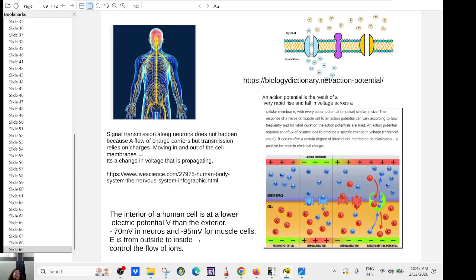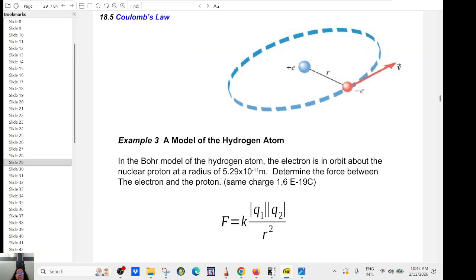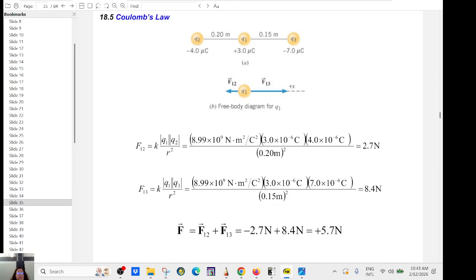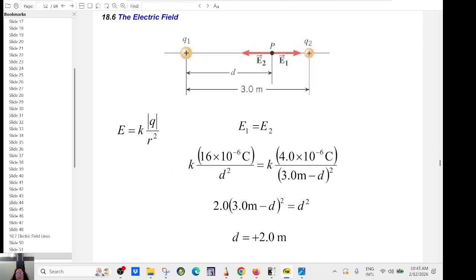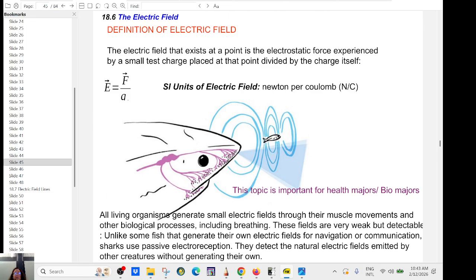Okay, so lots of application because we are electrical in nature, so it's a lot of charge distribution. We do generate very weak electric field, and if you have like a shark, where is my shark? Here, you see, any living things will generate electric field, but it's going to be very, very weak because we have all kinds of distribution of charges inside us.